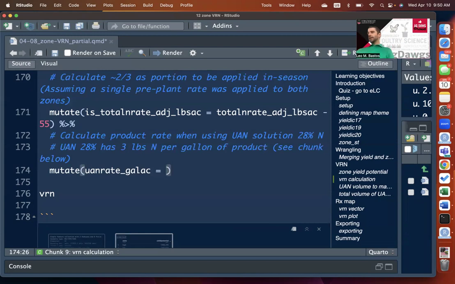Going to give an equal sign. And the UAN rate that we're going to be recommending in gallons per acre is just going to be that total in-season apply rate, which we just calculated above, divided by 3. And 3, because it's again the number that we calculated on the chunk below, that's the conversion factor to go from pounds of nitrogen to gallons of UAN per acre. So it's going to be this total N rate that we just calculated on the code above, divided by 3.